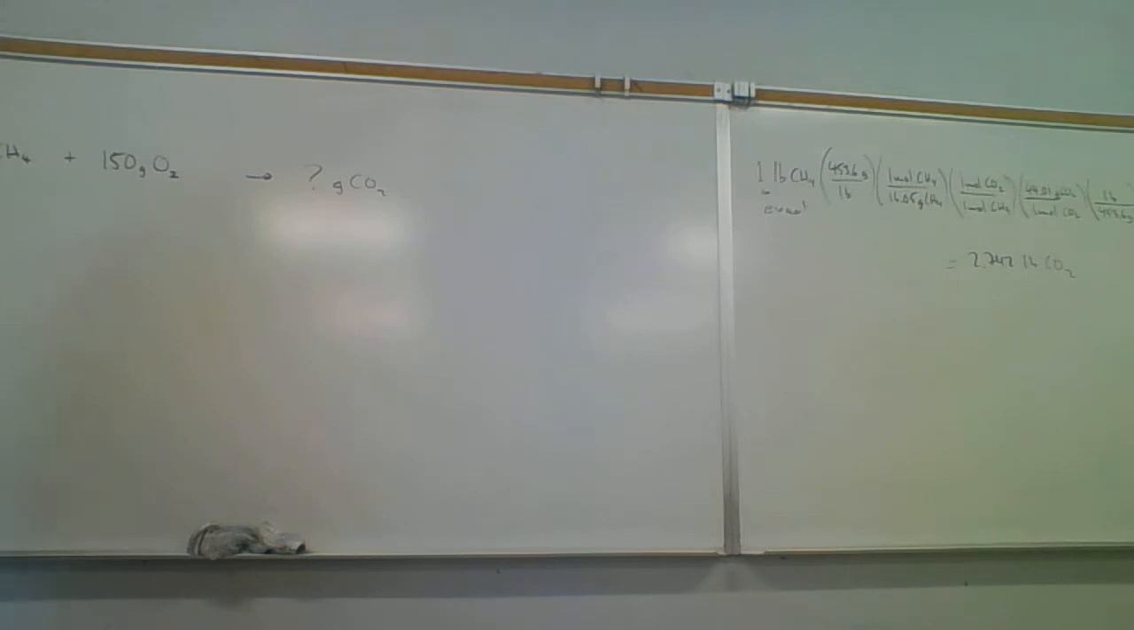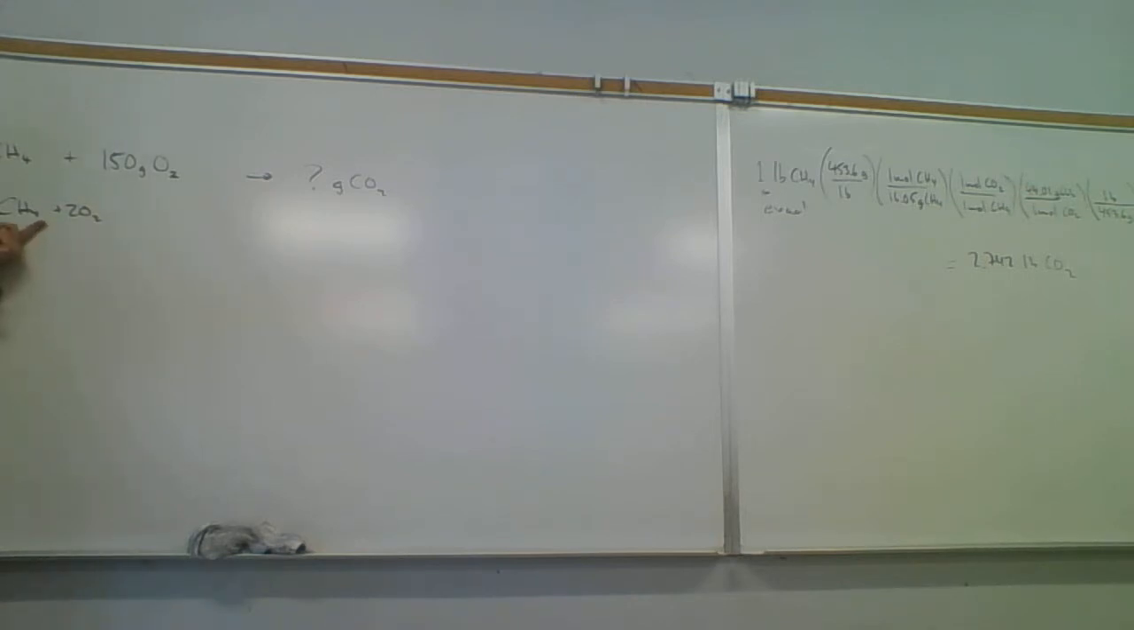I mean, the balanced chemical equation was this: CH4 plus 2 oxygens. I need 2 oxygens for every CH4. So does that mean if I have 150 grams of methane, I need 230 grams of oxygen? I need twice as much oxygen. Is that right? It actually isn't quite right.